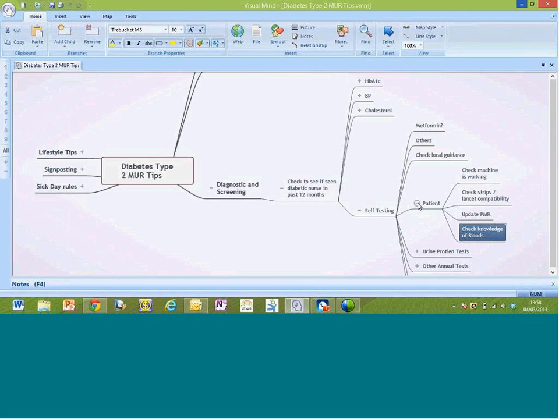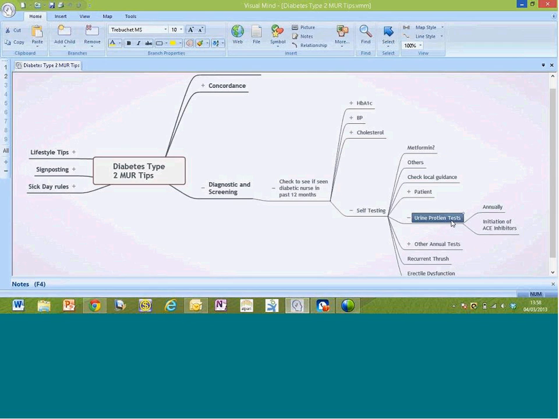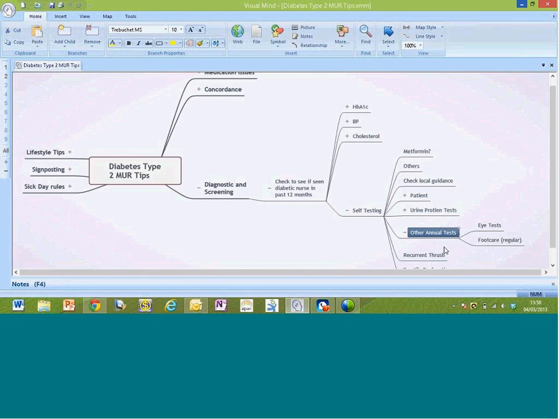Now, urine protein tests, you would want to take that annually, and if there is protein in the urine, it may indicate the initiation of ACE inhibitors. Other annual tests which we want to make sure that the patient has also had are the regular eye tests and foot care. Foot care is not an annual test, but you'd want to check it probably every 2-3 months or so. You want to make sure that the nails are trimmed, that there's no damage on the soles of the feet, which could lead to problems later on.